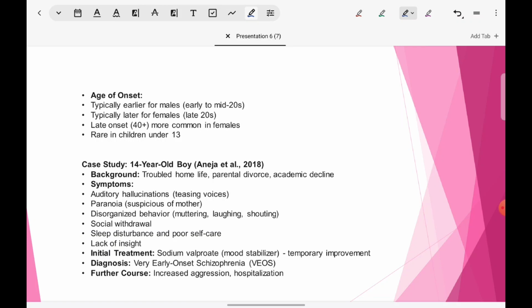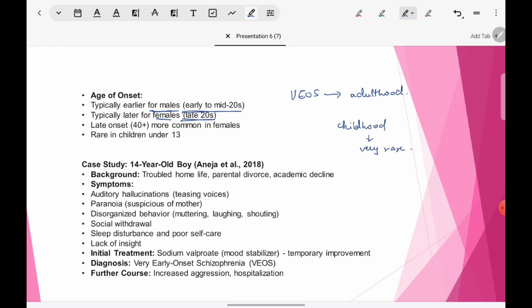Let us understand a summary of Aneja et al.'s study. Before we look at the study, for our understanding, not for the paper, we should know what is VEOS. Usually, schizophrenia begins in early to mid-20s for males and late 20s for females. Simply saying, schizophrenia commonly begins in adulthood. It is a very rare case that schizophrenia should begin in childhood for an individual.